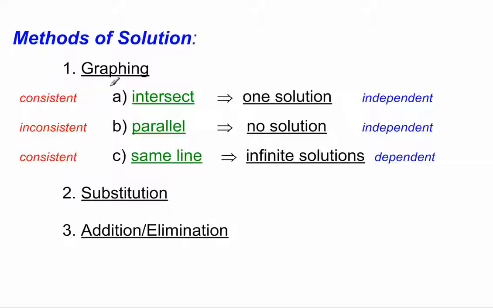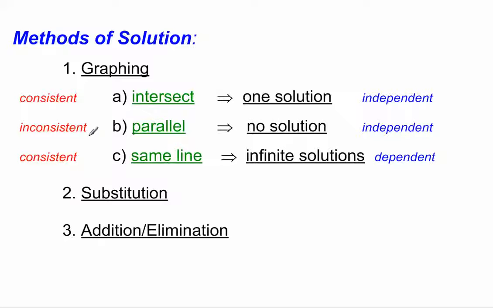When we graph systems with linear equations in these two variables, we always get lines, and those lines might intersect, be parallel, or actually be the same line. If they intersect, that means there's one point on both that they share, so there's one solution. We call that an independent, consistent system. If they're parallel, then there's no points that they will ever have in common, so there's no solution. That's also considered independent, but it's called an inconsistent system.